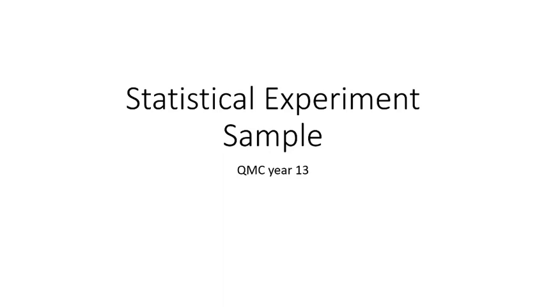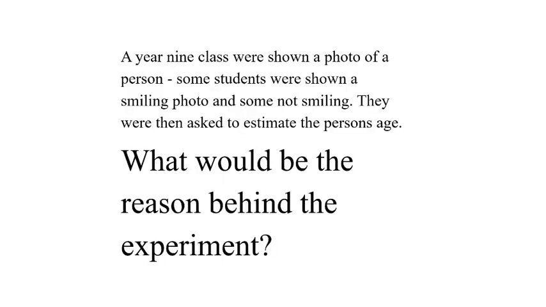All right, so here we go. Again, we're going to look at a sample, and then we're going to answer some questions about it. Here's the sample. A Year 9 class was shown a photo of a person. Some students were shown a smiling photo and some not smiling. This was the same person in each photo, but one time they were smiling and the other they weren't. Then they were asked to estimate the person's age. Okay, so that's the experiment.